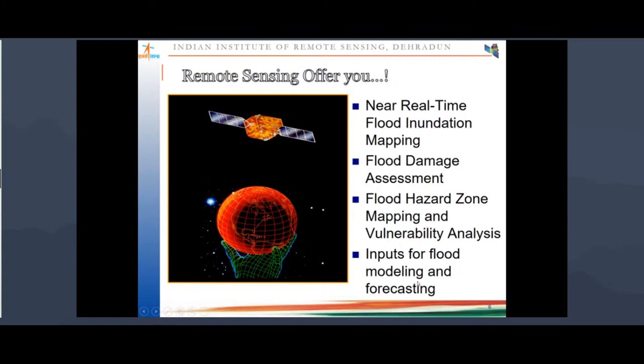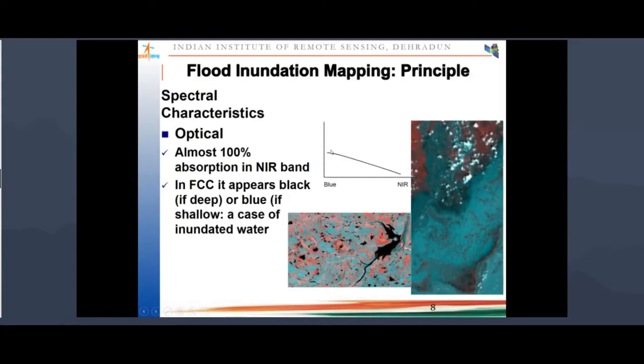Okay, so let us see what the principle of flood inundation mapping is. Basically, there are 2 sensors, as I told you, that we generally use for flood mapping. One is optical, another one is microwave. In optical, if you compare with the other spectra, you may be aware of the spectra of different objects on the earth. One object is vegetation. The vegetation curve goes like this, right?